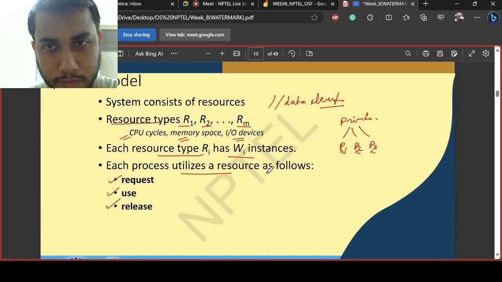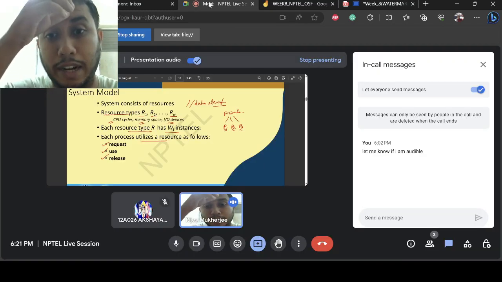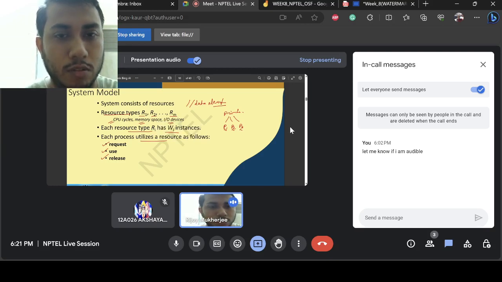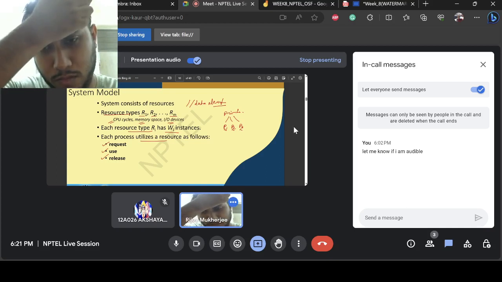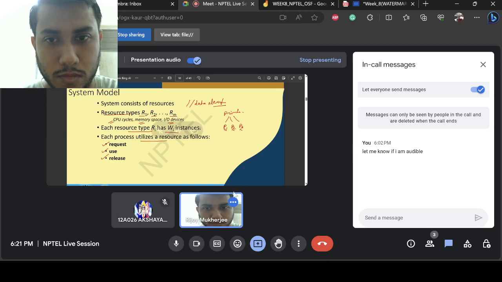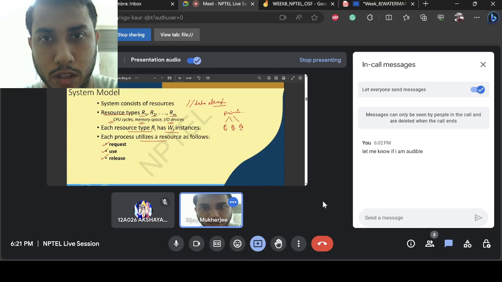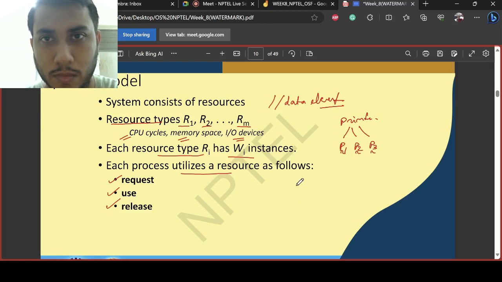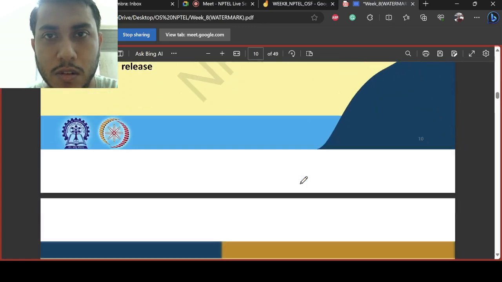Okay. So any doubt in understanding what a deadlock is or these terminologies? Because we will be using these same terminologies for the rest of the discussion today. If you have any doubt, you can ask. Okay, so let's go to the next one.